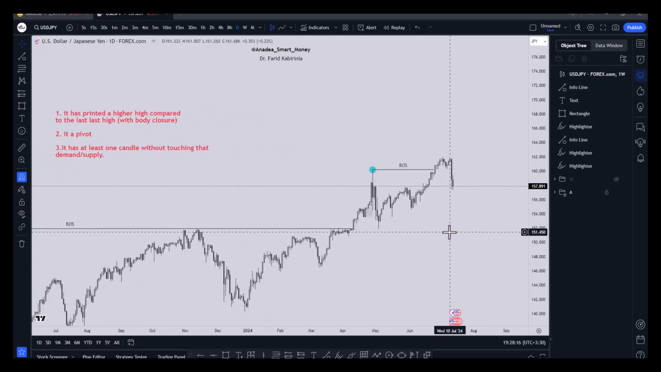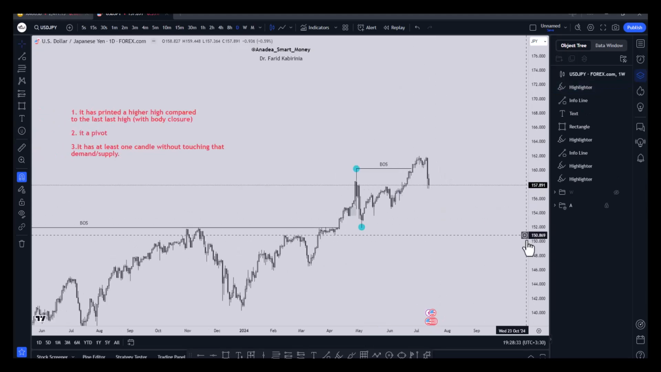And where is our swing low? Our new swing low is the lowest point between the previous high and the point where it has broken to the upside, which is here. So it's our daily range.